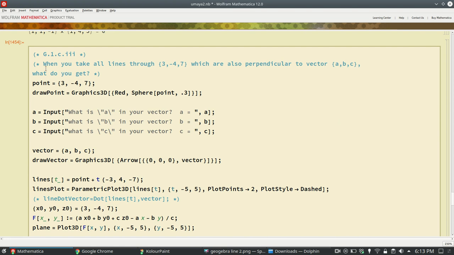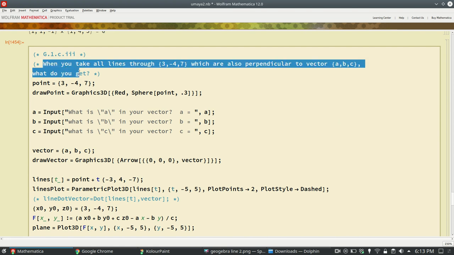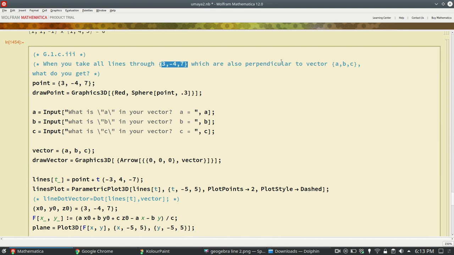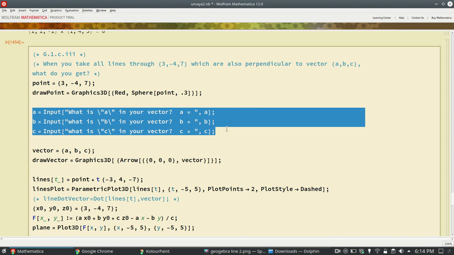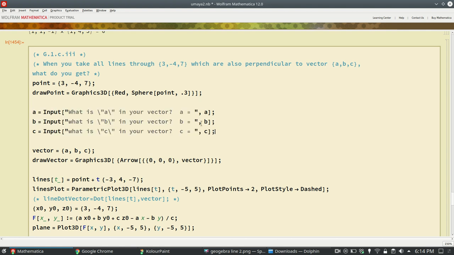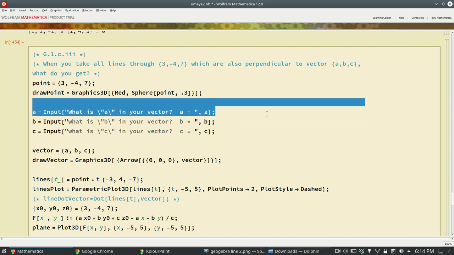Then the next question is, when you take all the lines through this point which are also perpendicular to some given vector, what do you get? The theoretical answer to this is you just get one line, right? But to show this in Mathematica, I decided to have you or whoever is checking your program input their own vector to show that it works with any vector. So the problem said vector ABC. So let me show you.